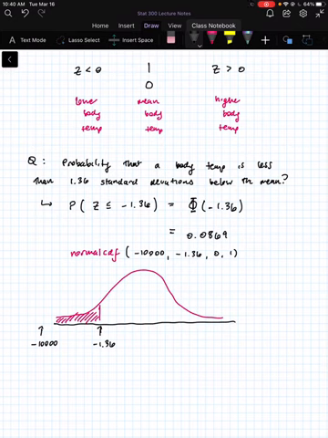If you ever forget the syntax, some of the TI-84s give you the option of having the interactive screen where it tells you exactly what each argument is representing. And there's also a handy guide in the appendix of the book. So, regardless of which method you use, you should get the same value, which is 0.0869. So roughly 8.7% of the time, somebody's going to have a body temperature that is less than 1.36 standard deviations below the mean.